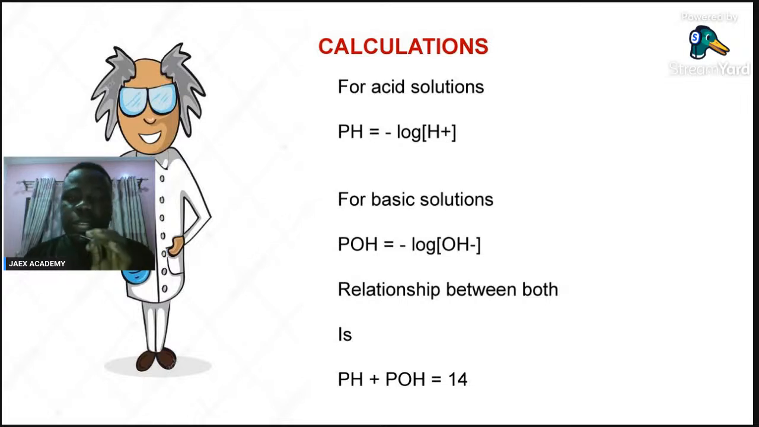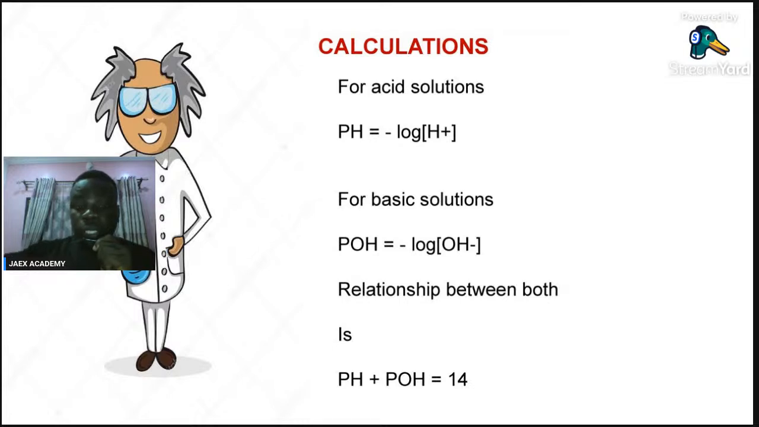So when you are given a compound, to calculate either pH or pOH, the first thing you will do is to check if it is an acid compound or it is a base compound. If it is an acid compound, the formula you are going to apply is the first one, which says pH is equal to negative log, then in square brackets, hydrogen ion. If it is a base, the formula you are going to use is pOH is equal to negative log of hydroxide ion.